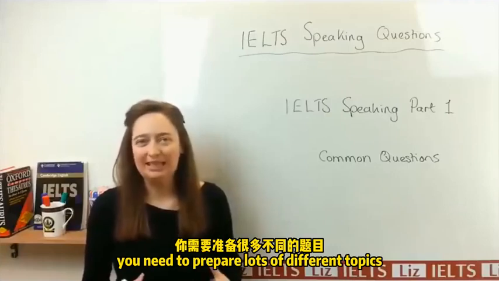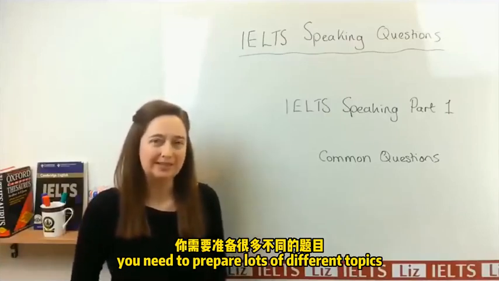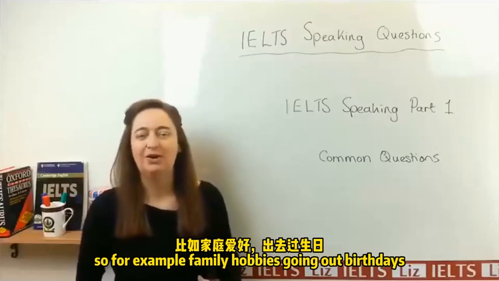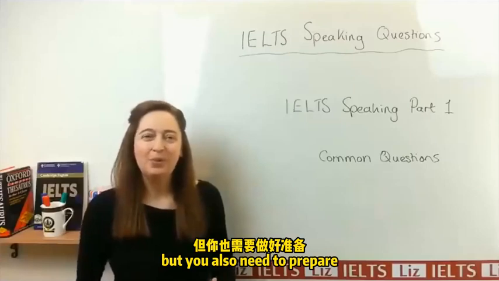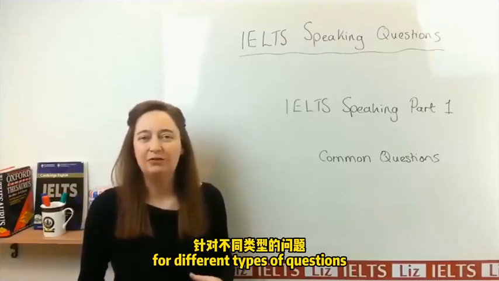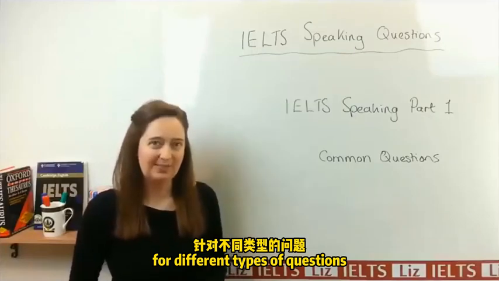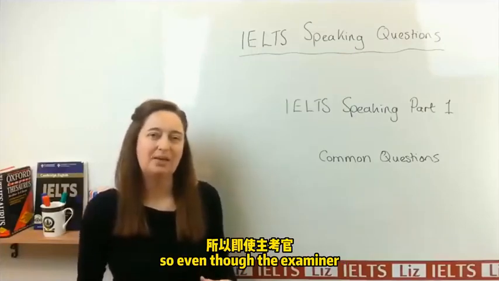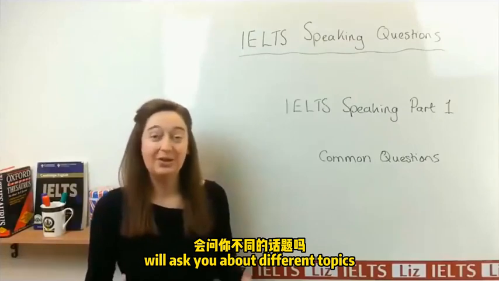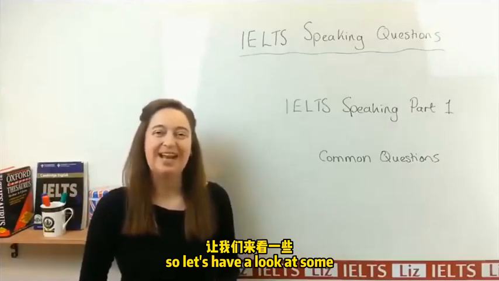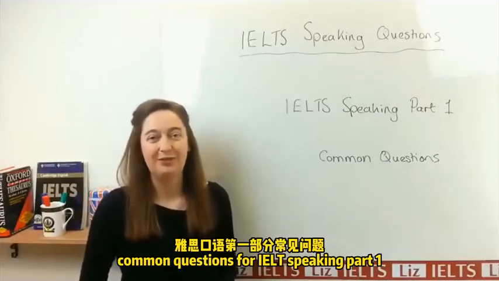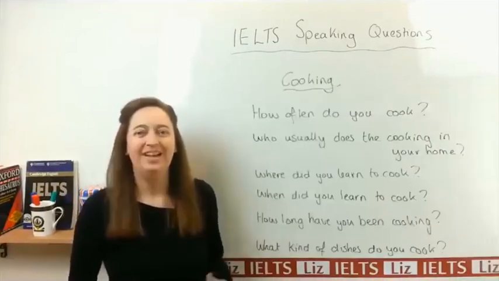In this lesson I want to look at the different types of questions that the examiner might ask you in IELTS Speaking Part 1. Now, as you know, you need to prepare lots of different topics. So, for example, family, hobbies, going out, birthdays. But you also need to prepare for different types of questions. So even though the examiner will ask you about different topics, the questions are often the same. So let's have a look at some common questions for IELTS Speaking Part 1.